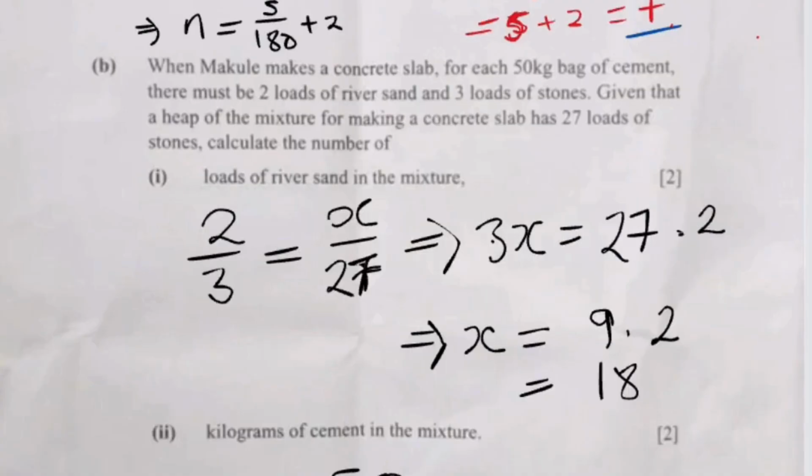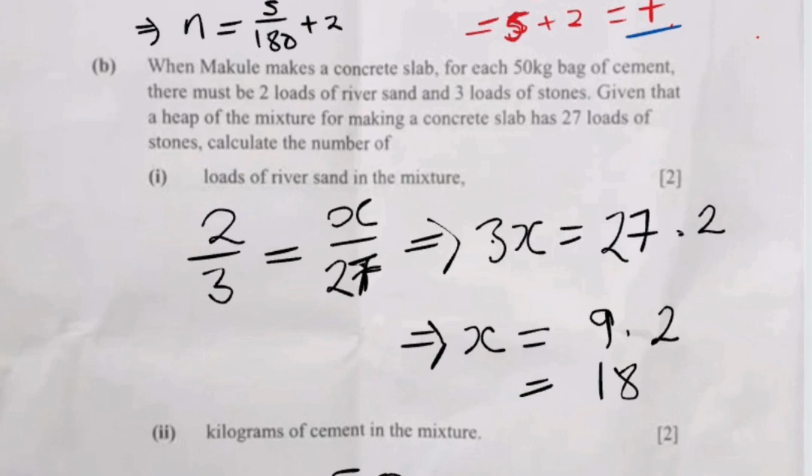Okay. But B says when Mukule makes a concrete slab, for each 50 kg bag of cement, there must be 2 loads of river sand and 3 loads of stones. Now, given that a heap of mixture for making a concrete slab has 27 loads of stones, calculate the number of loads of river sand in the mixture and kilograms of cement in the mixture. Now, the first thing is to understand this. This thing is about proportion, right?